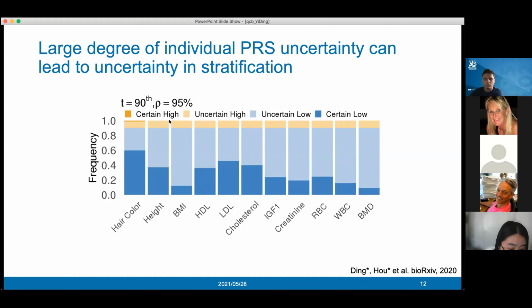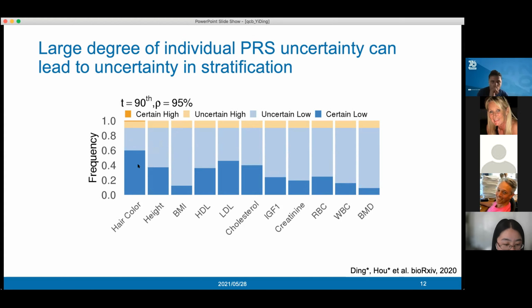Here we see that because we set the threshold to the 90th percentile, about 10% of individuals belong to the high-risk group and 90% of individuals belong to the low-risk group. However, among these 10% of individuals, about 0% of the classifications are certain. And among these 90% low-risk classifications, only about 15% are certain. And we can see this consistent large uncertainty across all the traits we investigated.